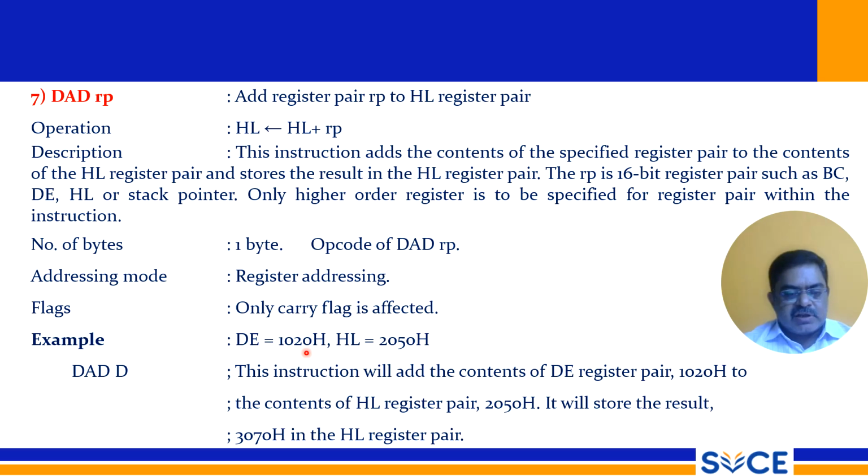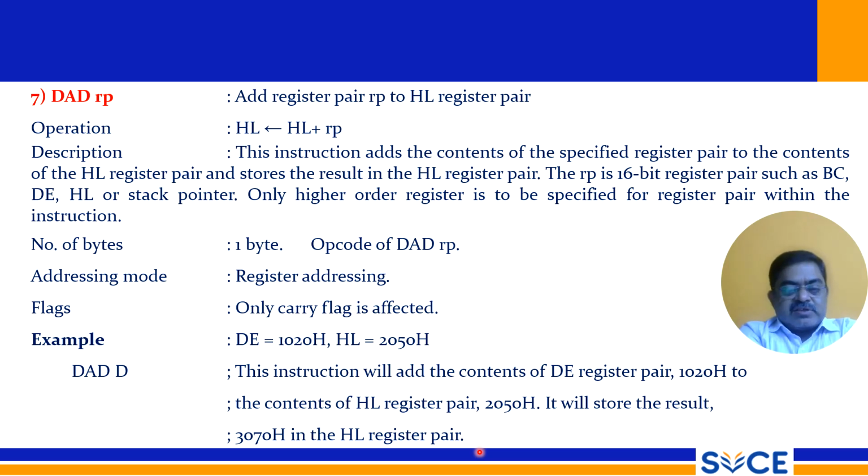For example, DE is 1020H, HL is 2050H. This instruction will add the contents of the DE register pair, 1020H, to the contents of the HL register pair, 2050H, and it will store the result, 3070H, in the HL register pair itself. So this is DAD RP. And these are the addition instructions.